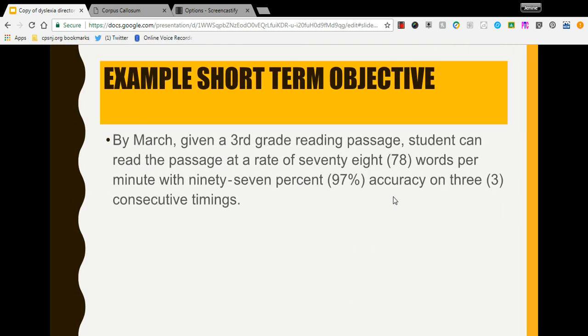Okay, here's an example short-term objective. By March, given a third grade reading passage, student can read the passage at a rate of 78 words per minute with 97% accuracy on 3 consecutive timings. So we're going to time the student 3 times and look for this fluency rate with this 97% accuracy.